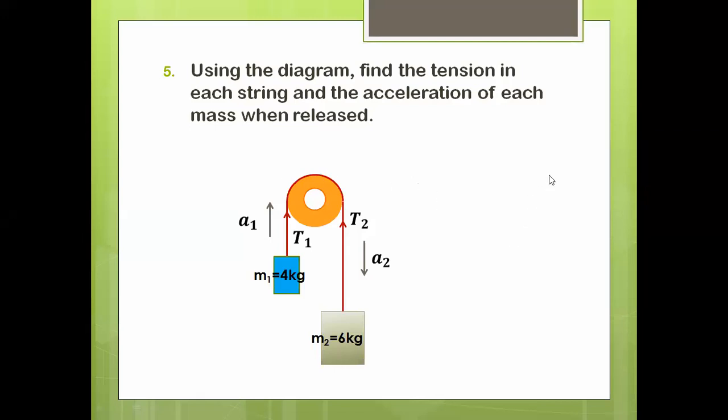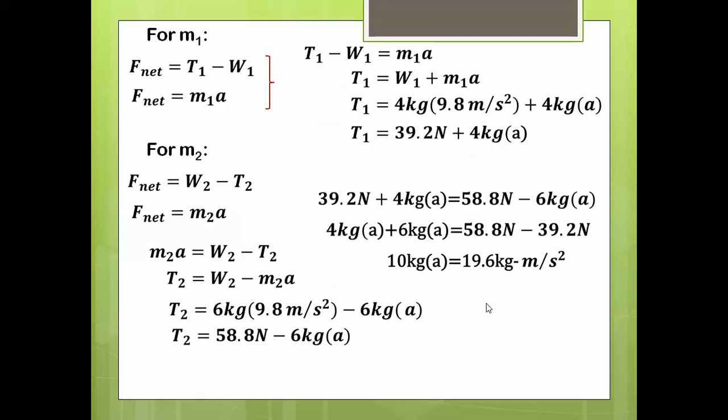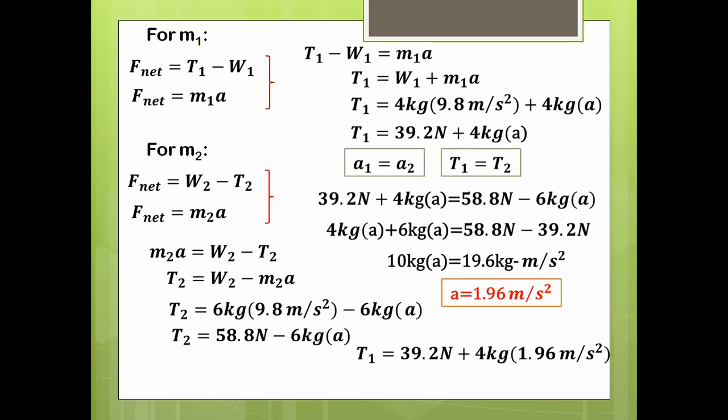Okay, so this is our problem number 5. Let's see our solution, without the free body diagram. Of course, we have the weights to consider. And here is our equation for our weight 1. Then we still get this value, and we can solve our A value and get an answer, which is roughly 1.96. So our tensions, again, are the same. And our acceleration will be 1.96 meters per second squared, and our tension is 47.04 newtons. Okay, so this is our other solution. But I think it's much better or clearer when we have the free body diagram illustration.